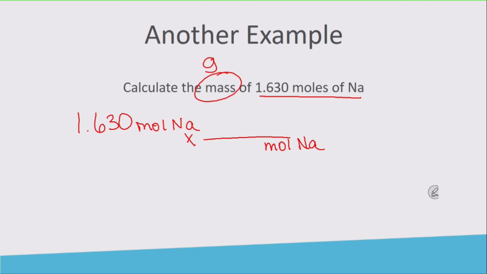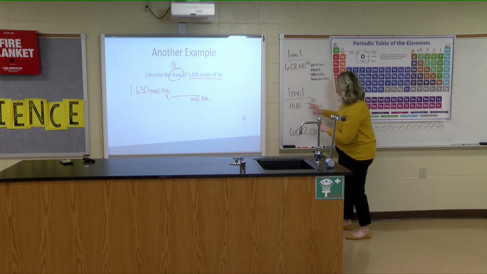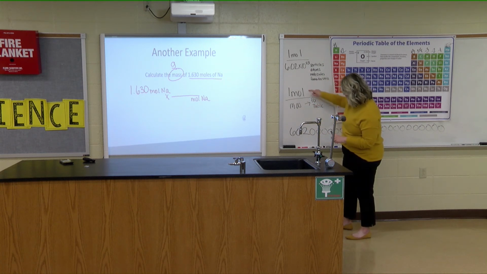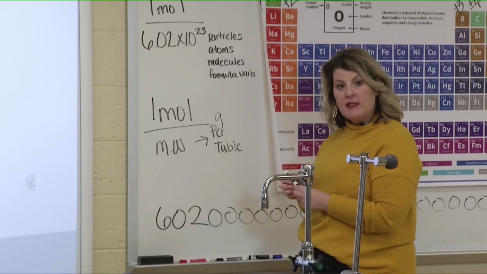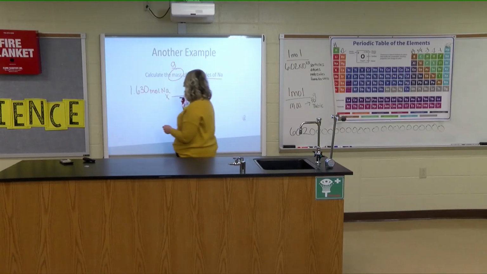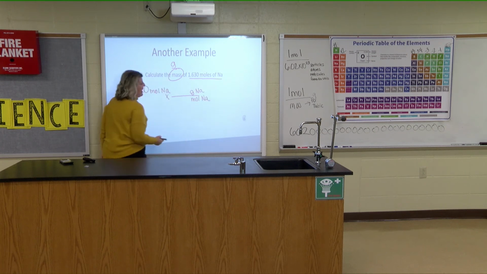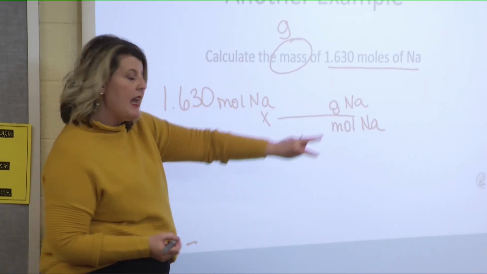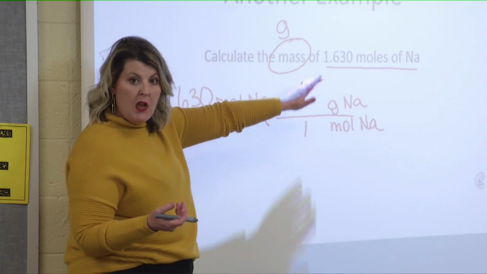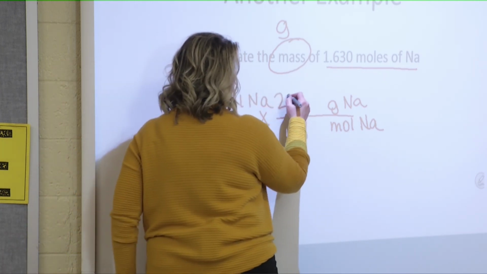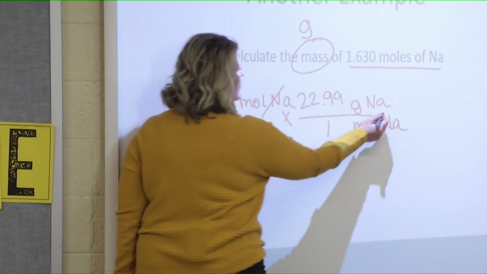Okay? So let's look. Do we have a conversion over here to go from moles to grams? And we do. It's this conversion right here. I can go from moles of a substance to grams of a substance using that number that's on the periodic table. So over here, I'm going to put grams of Na because I can put moles and grams together. 1 goes with moles, and where do we say we get grams from? We get grams from the periodic table, and that is actually 22.99.